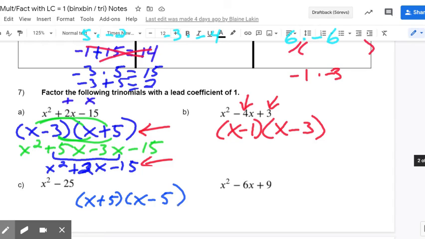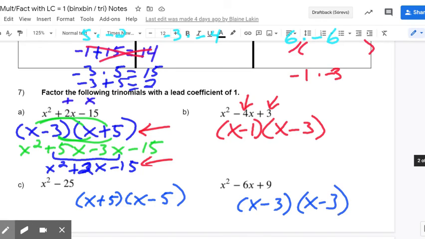All right, last one. It's not labeled, but we're going to call this one problem D. What multiplies to 9 and adds to negative 6? Give it a go. Hopefully you came back with, excuse me, x minus 3 times x minus 3.